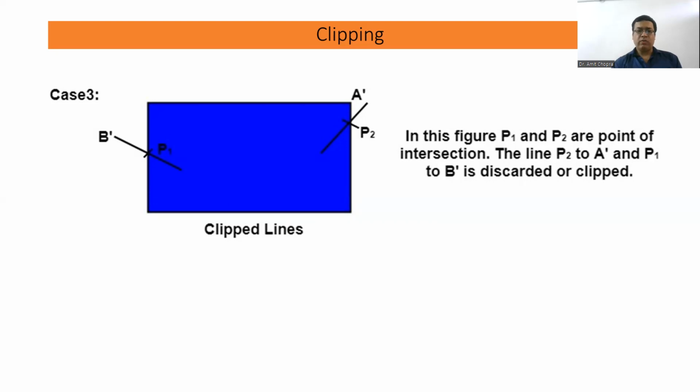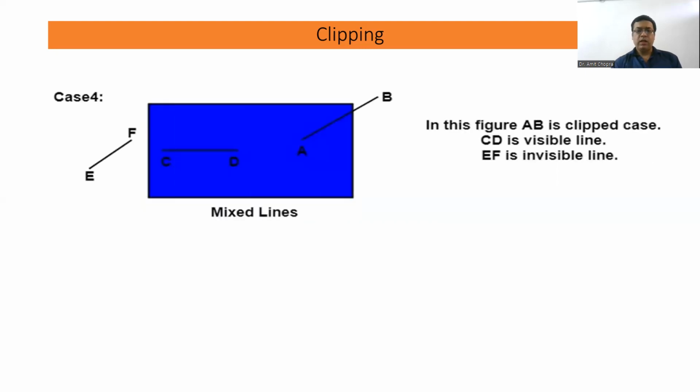Now we will get the intersection points P1 and P2, and we will perform the clipping operation to get the other points B dash P1, A dash P2. Another case is that there are multiple lines. C and D line is completely visible, whereas E and F is an invisible line. And the last one is A and B. The portion of A up to the intersection will be visible, and after that, the point B will be invisible. Now, clipping will be performed starting from the intersection up to point B.